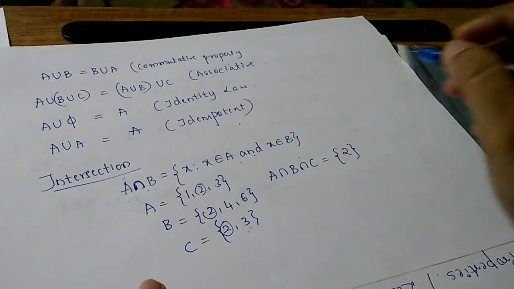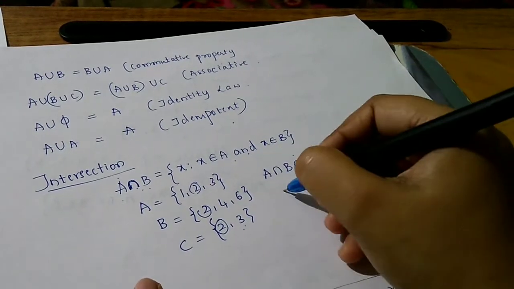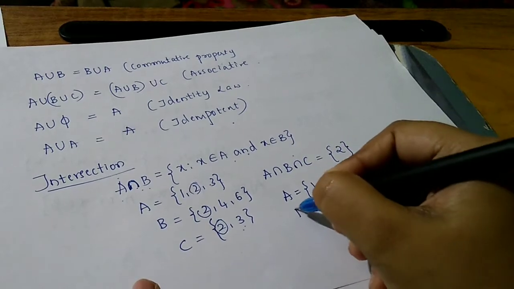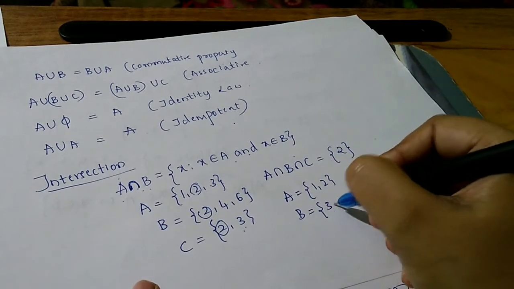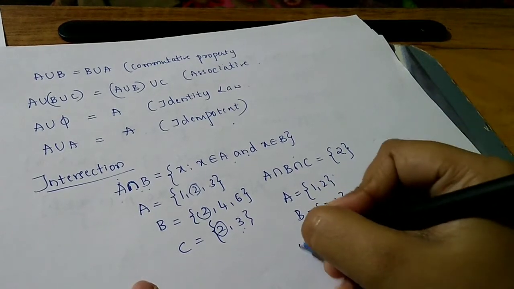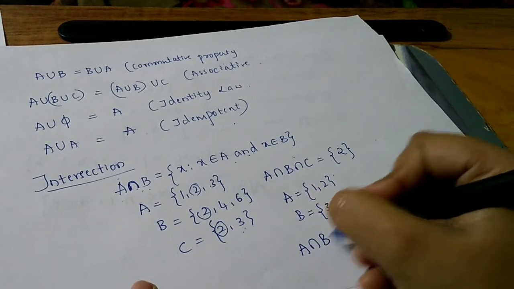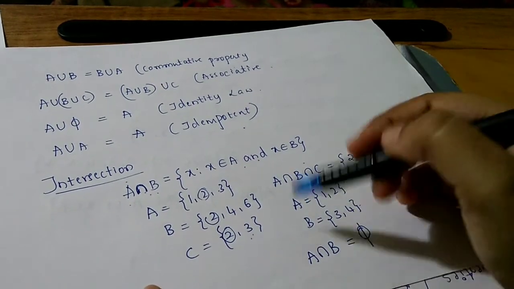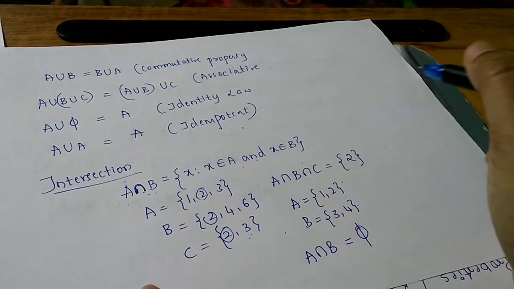Clear? Suppose I take A as one set with the elements 1, 2, and B as one more set with the elements 3, 4. There are no common elements between A and B, so A intersection B will be equal to the null set. So this is regarding union and intersection.